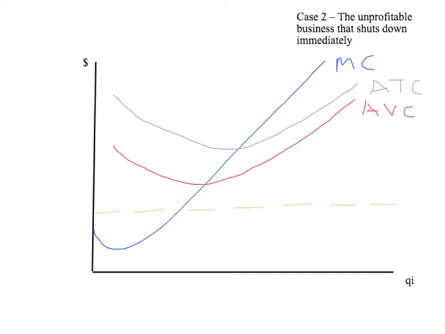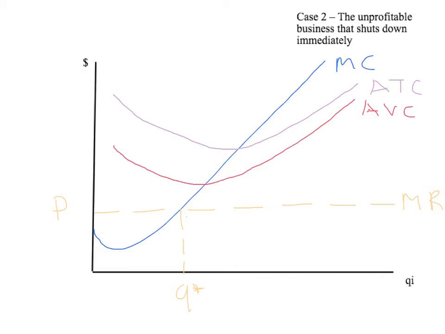That's going to be our price for our price-taking firm. That's also equal to marginal revenue. What's the profit maximising quantity? It's where marginal revenue intersects marginal cost. It's going to be given by that intersection there. So our profit maximising quantity is just going to be this value, Q star.